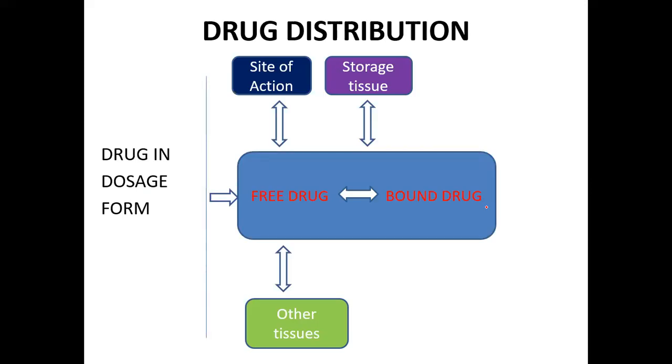Now, whenever we give a drug, once this particular drug reaches this particular pool of blood or the plasma, this drug could exist in two forms. It could be either in the free form or the bound form. I'll be talking about the significance of the bound form of the drug. Now, this bound form of the drug stays inside the plasma pool, whereas the free drug that is available could move to the site of action, it could move to the storage tissue, or it could even go to the other tissues.